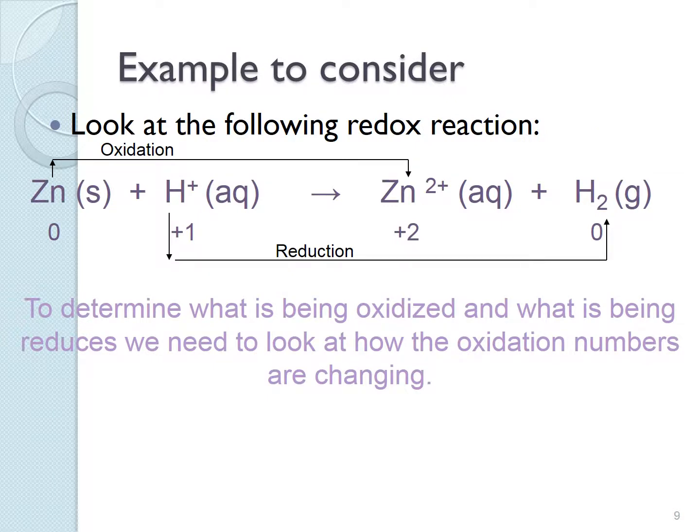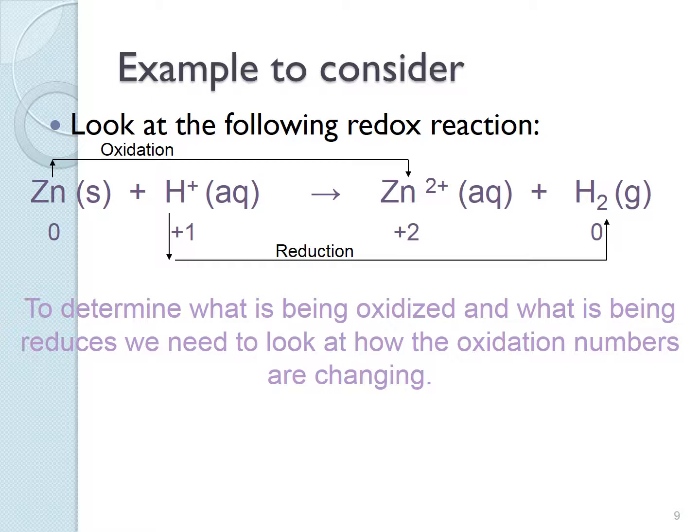All right, so let's look at the following redox reaction. Zinc plus hydrogen ion gives us zinc ion plus hydrogen gas. So the first thing you want to do is determine what's being oxidized and what's being reduced. The easiest way to do that is by looking at how oxidation numbers change throughout the reaction.